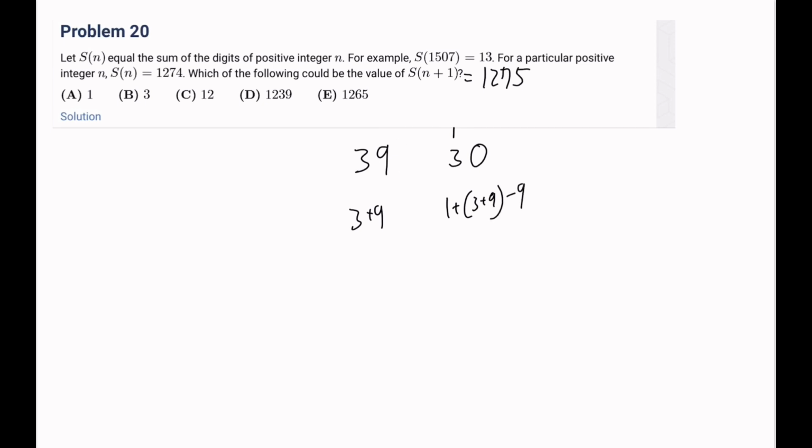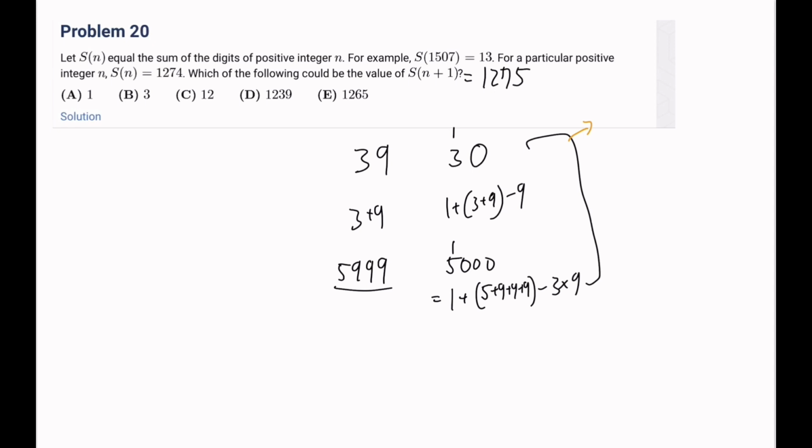And if we try with something like 5999, then if we add 1 to that, that will be 6,000, because that will be 5 0 0 0 and then 1 more, right? And so this is 1 plus 5 plus 9 plus 9 plus 9, and then minus 3 times 9, right? And so from these, we can see that S(n+1) can also be equal to S(n) plus 1, and then minus 9 times any number. Let's say it's A, right? And so this is also plausible.